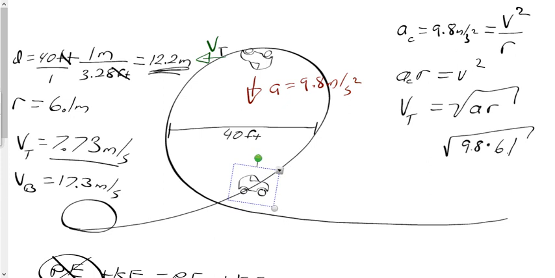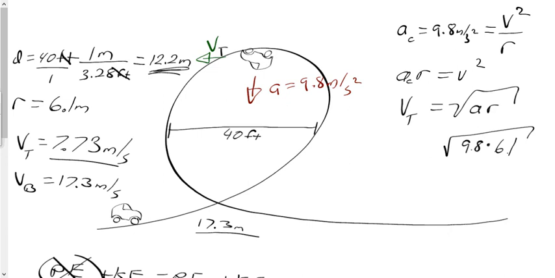If he's actually realistically doing this, there's a couple things we want to know. For one, he wants to know how fast this is in miles per hour, because that's what his car reads. So if we have the 17.3 meters per second, let's convert that to miles per hour.